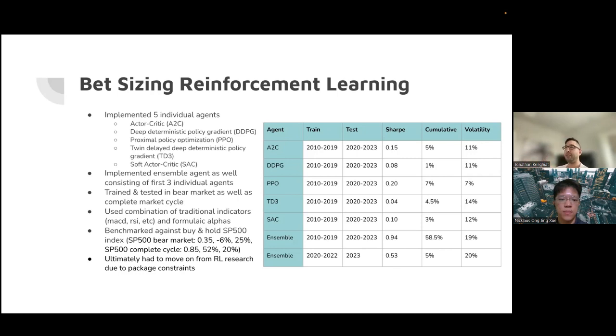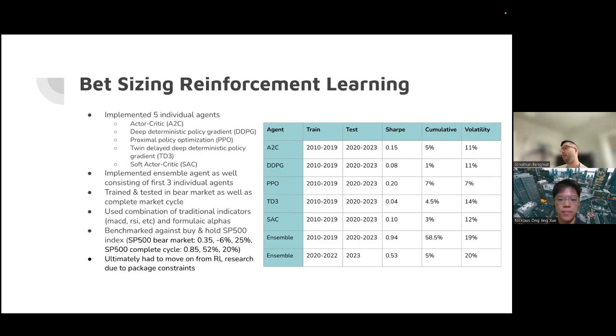Now, while we didn't see particularly promising results with the individual agents, once we used an ensemble, which involved 3 of those individual agents, and we trained on a variety of market cycles, most notably the complete market cycle, trained over about a 10-year period and tested on about a 4-year period, versus just a bear cycle, which is a little bit more recent, trained on like a 2-year period and tested on a 1-year period, we saw that the ensemble performed dramatically better than the individual agents.